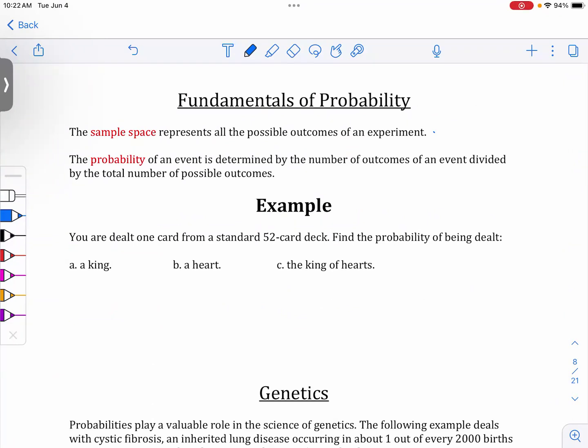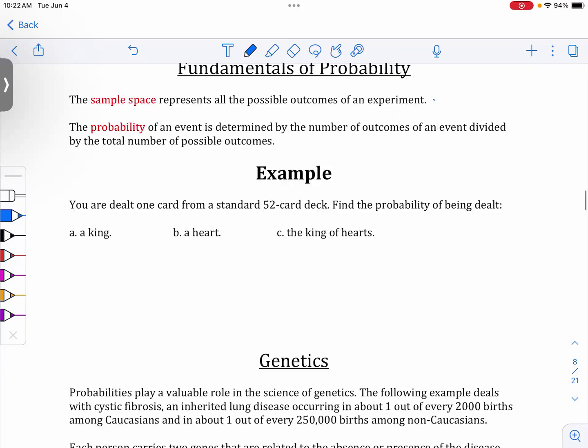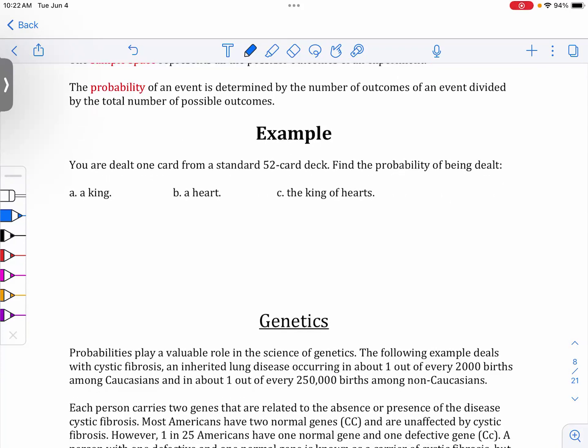Sample space is all the possibilities that can occur from any given situation, any given event that we identify. We then divide the number of possibilities that we're interested in over the entire sample space. So let's start with something easy. You're dealt one card from a standard 52 card deck. Find the probability of being dealt a king, a heart, the king of hearts.